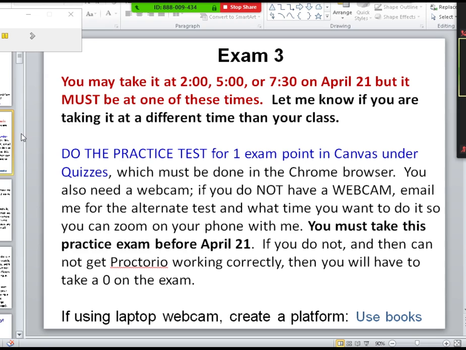Do the practice test for one exam point in Canvas under quizzes, which must be done in the Chrome browser. You also need a webcam. If you do not have a webcam, email me for the alternate test and what time you want to do it so you can Zoom on your phone with me. You must take this practice exam before April 21st. If you do not, and then cannot get Proctorio working correctly, then you will have to take a 0 on the exam.